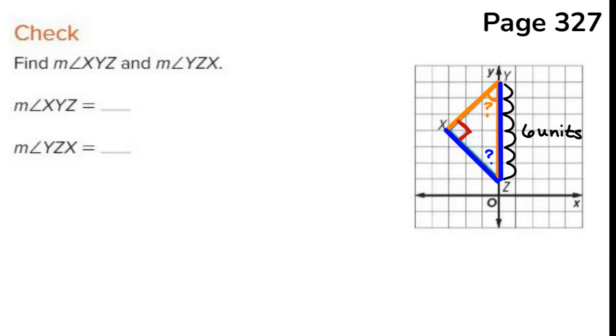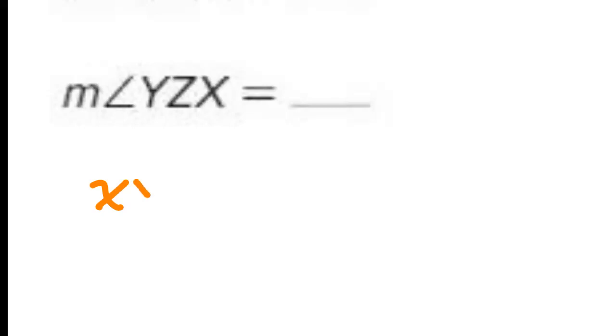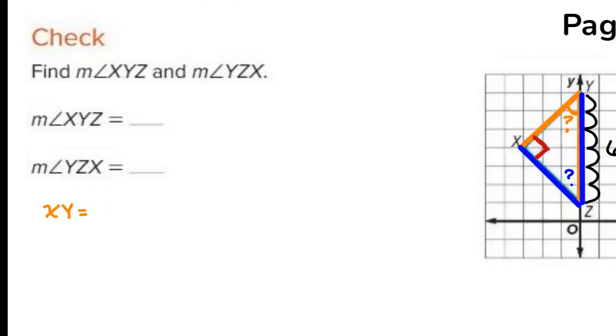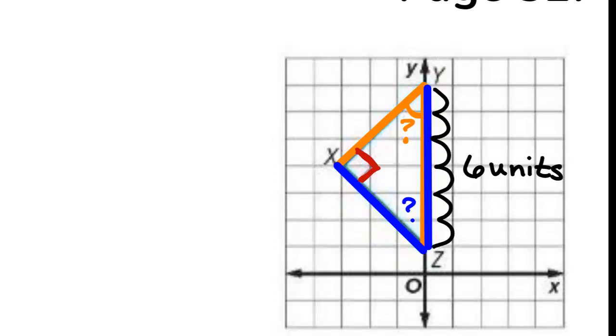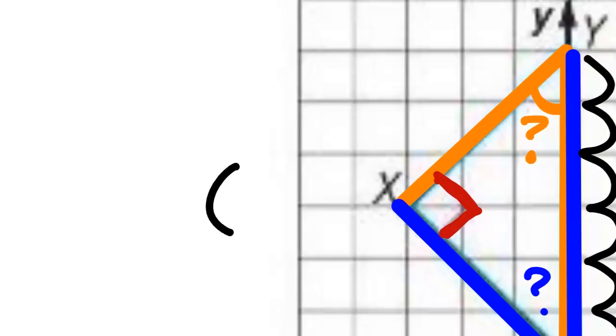How will I find XY and XZ? How are we going to find those lengths? Can I just count these? Then what do I have to do if I'm going to find those sizes? Use the distance formula. To find the length from X to Y, I'm going to need the ordered pairs.